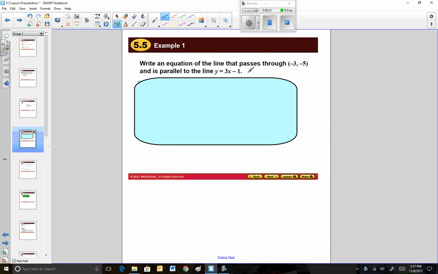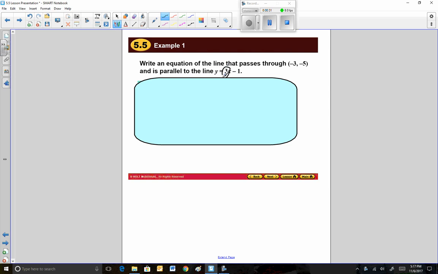minus 3. So what we know about parallel lines is that they always have the same slope. So if we take a look at this line here, the slope, right there, is 3. So we go ahead and write our slope would have to be 3. And our line will go through the point -3, 5. So there's our x and our y.